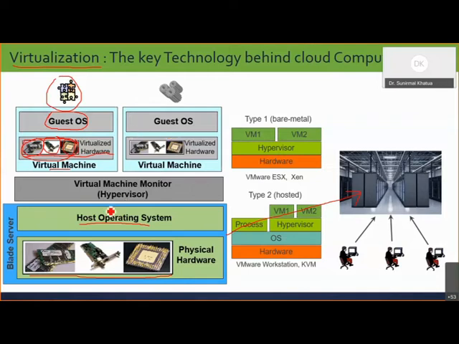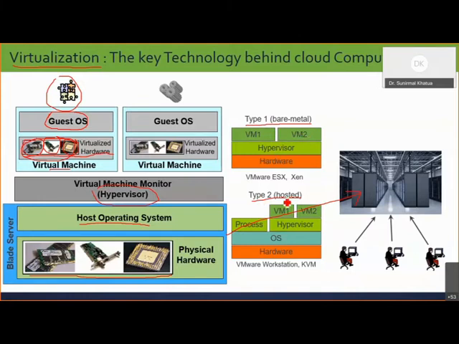Now, there are two types of hypervisors available in the market. The first one is called type 1 or bare metal, and the second one is type 2 or hosted. The difference is that in type 1, there is no host operating system. The hypervisor sits directly on top of the bare metal, the hardware. So the hypervisor itself acts as an operating system that allows you to run the virtual machines.